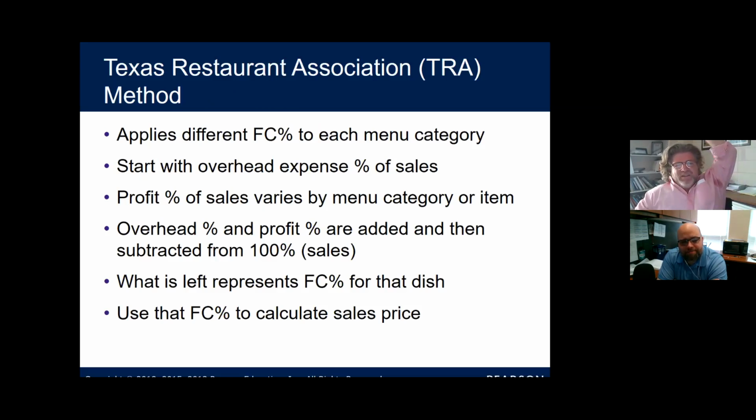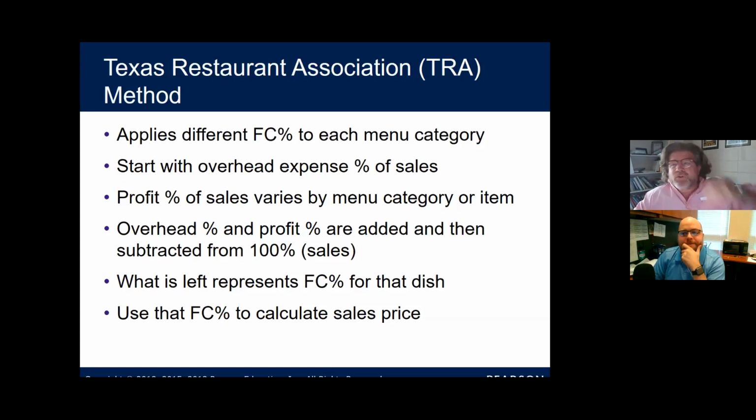So I mean, if it makes sense to you, great, more power to you. I'm all for people using whatever method makes sense to them. But when you're changing the food cost percentage for each menu category, I can see some merits in there, right? Like your entrees, you want to have X percent. Your appetizers, you want this, you know.